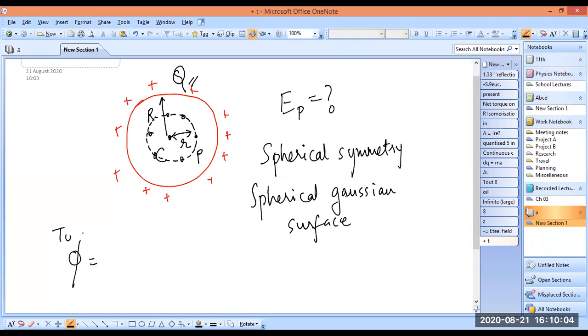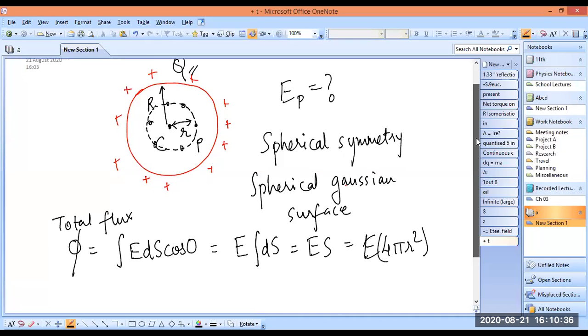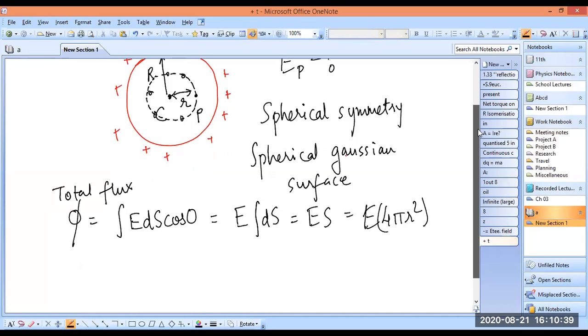Total flux for this Gaussian surface is equal to integration of E ds cos 0 as it was for outside, same for inside, right? Because there's no other change, right? So ultimately this will become E into integration ds. So that is E into S, right? That is E into 4 pi r square. All this is the same whether this Gaussian surface that we are taking is outside or inside. It doesn't matter, this calculation is going to be the same.